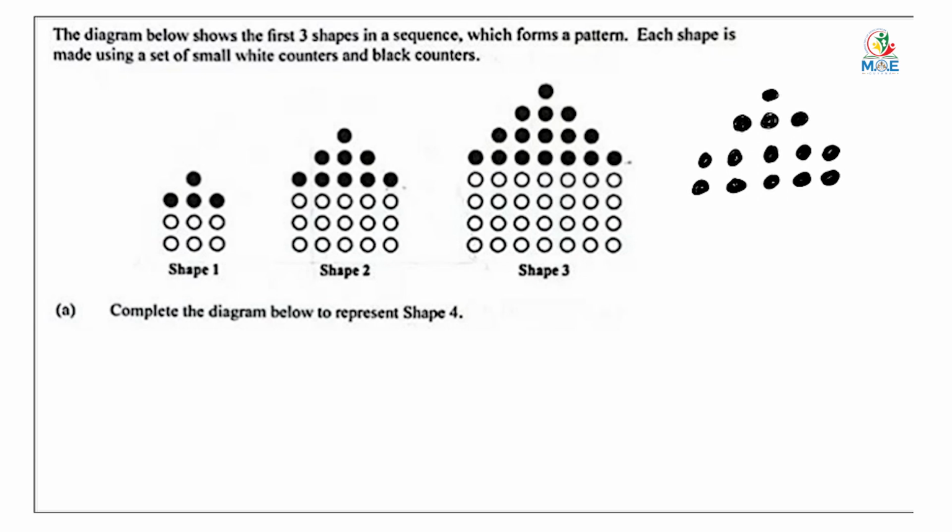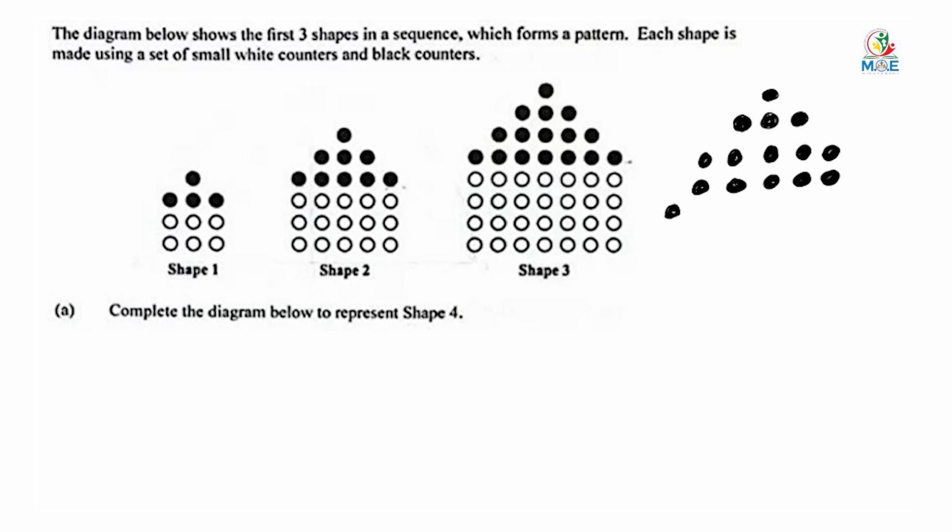So of course, I'll shade out an extra black counter here. So now it's equal to the one that I had previously. In this one, I had 1, 2, 3, 4, 5, 6, 7. I should have 7 here. 1, 2, 3, 4, 5, 6, 7. So now it's the same as the one previously.